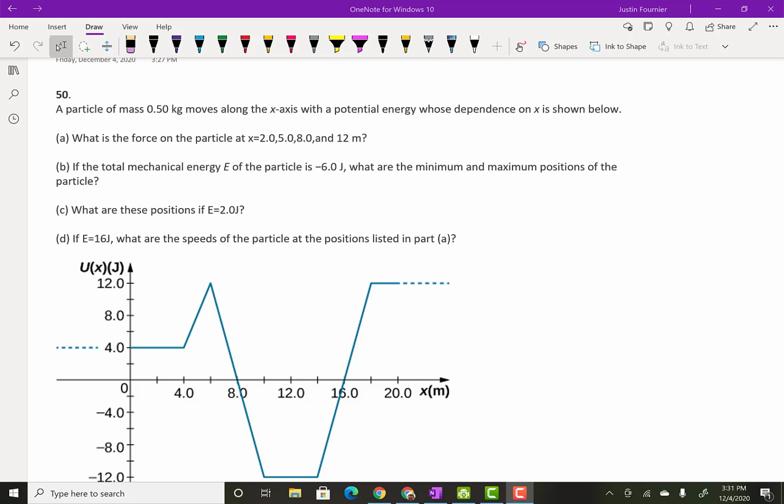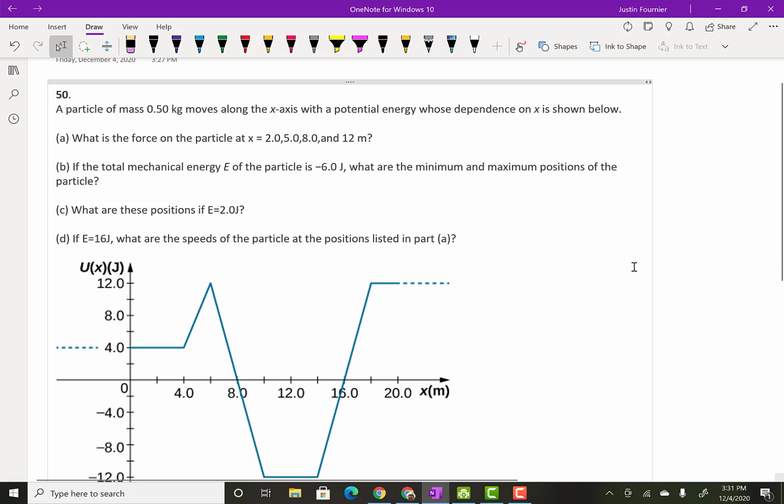So, yeah, this is the problem. Problem 50 was the problem that was chosen, and this problem won by literally one vote. I'm not kidding. One vote is how much this one won by. So, all right, let's do it.